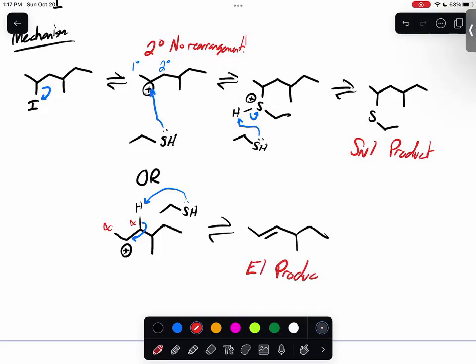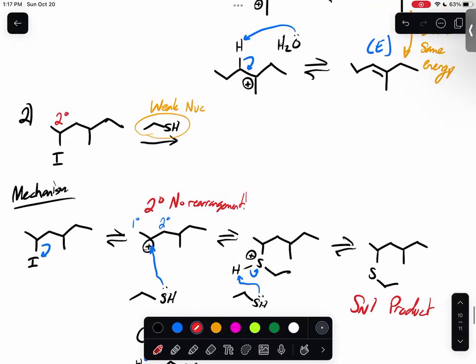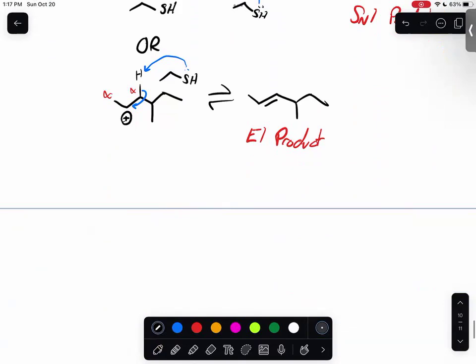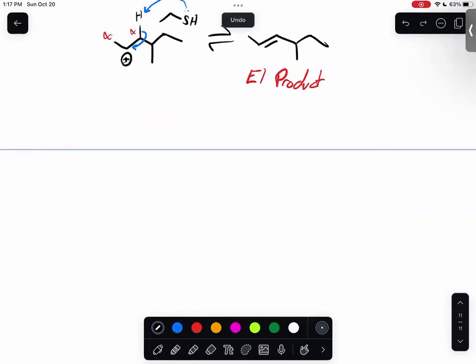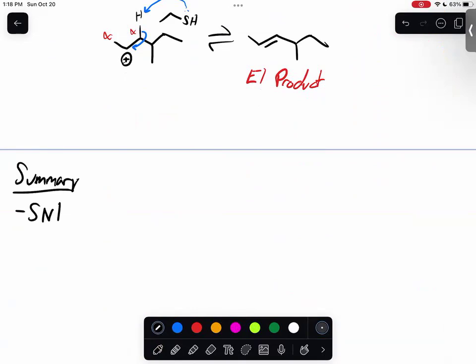So what that would mean is looking at our final products, we're not going to draw out the racemic mix of the SN1 product. Instead, we're just going to draw the bond line structure for it. We would end up with both of these as our final products. Okay? So overall, SN1 and E1, we're going to give a little bit of a summary for them, right? SN1 and E1 occur under the exact same conditions.